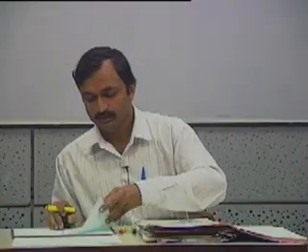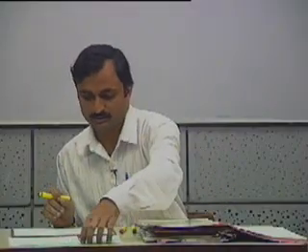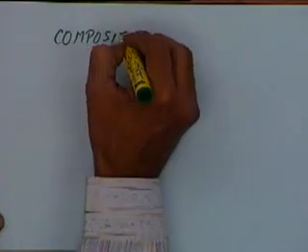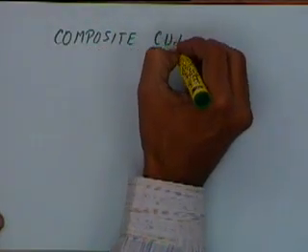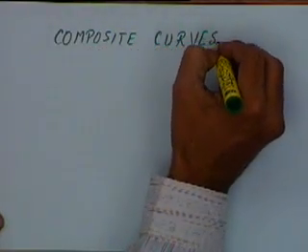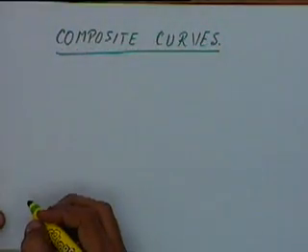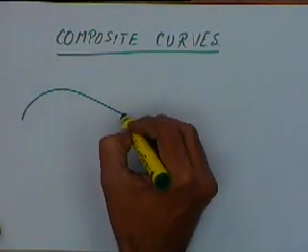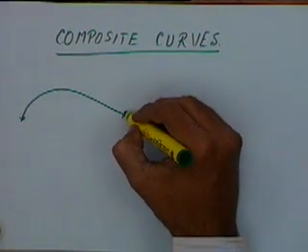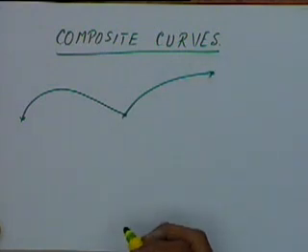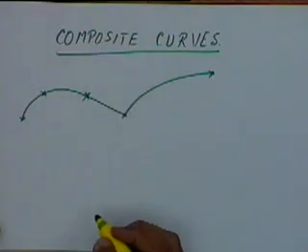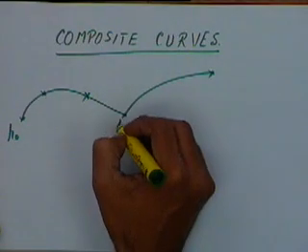Okay. The next thing that we will see is the concept of what is called composite curves. See, let us say if we have a curve like this, another curve starting from this point and continuing further. So far we have considered cubic curves. So let us say this is my starting point, this is my end point of that cubic curve.